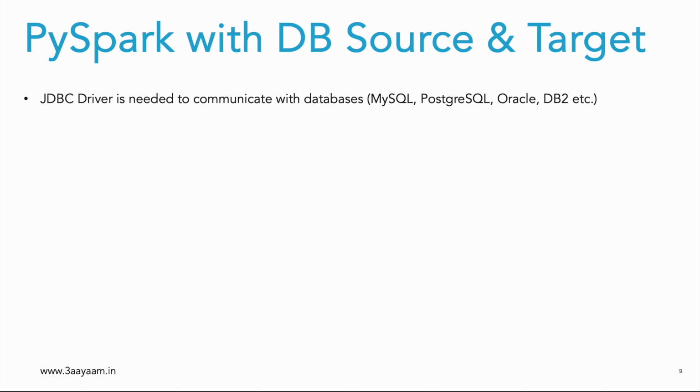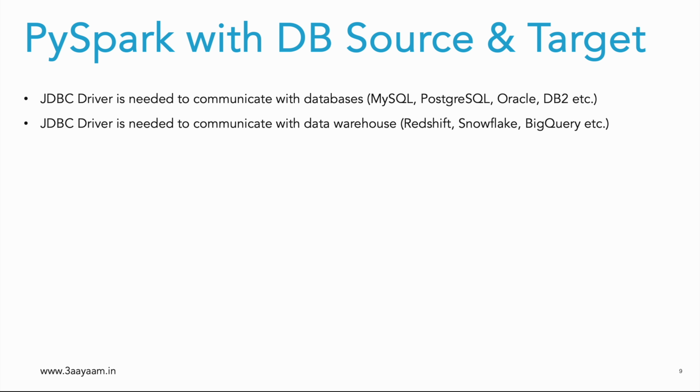Now, the most important thing to connect to relational databases is a JDBC driver. JDBC is nothing but Java Database Connectivity. It is used to connect to various different relational databases like MySQL, Postgres, Oracle, DB2, SQL Server, etc. A JDBC driver is also needed to communicate with data warehousing systems like Redshift, Snowflake, BigQuery, etc. In most cases, a JDBC driver would be essential to connect to relational OLTP databases and relational OLAP databases.